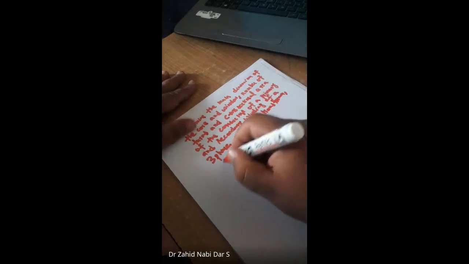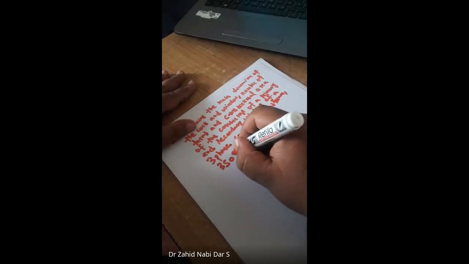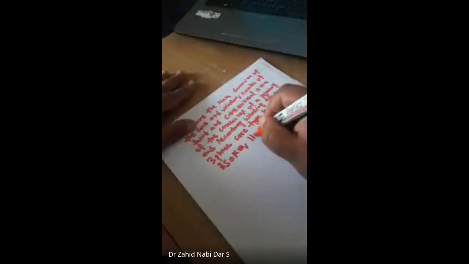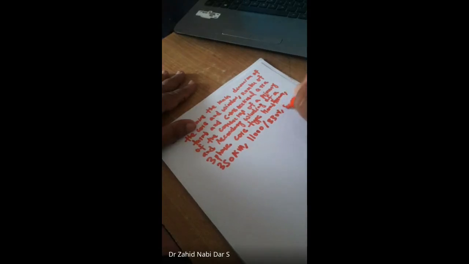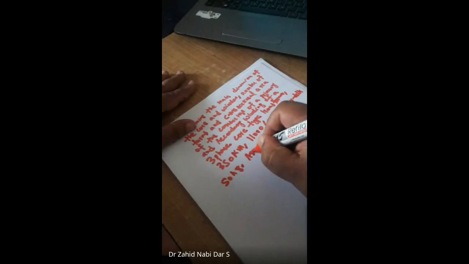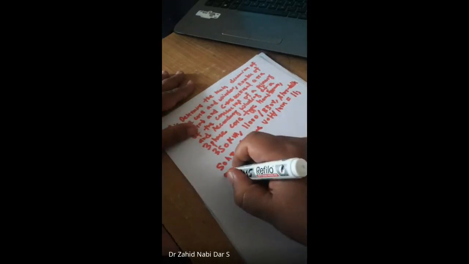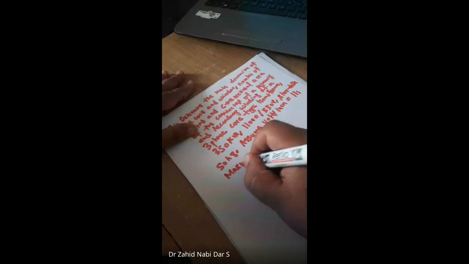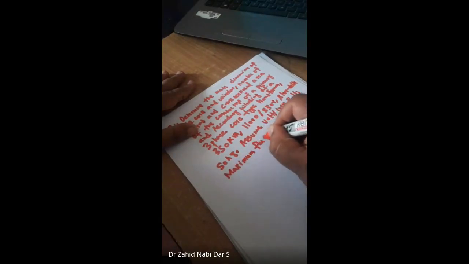The transformer has 350 kVA as its rating. The primary side is 11,000 volts, the secondary is 330 volts. This is star delta connected, 50 hertz. Assume voltage per turn is equal to 11. Maximum flux density is equal to 1.25 Tesla.